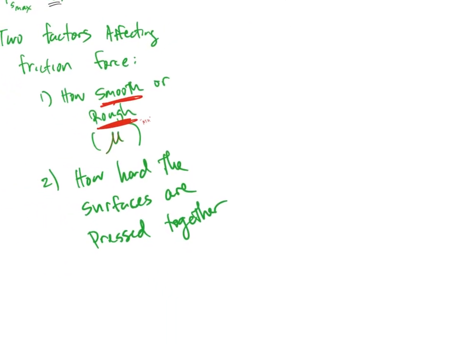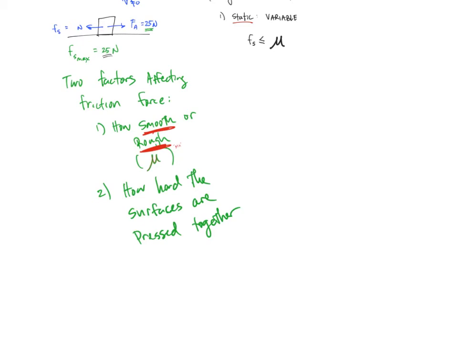And this is the force between the surfaces. We have a name for that. That's the normal force, F sub n for normal force. So the other factor that goes in here is F sub n, the normal force.